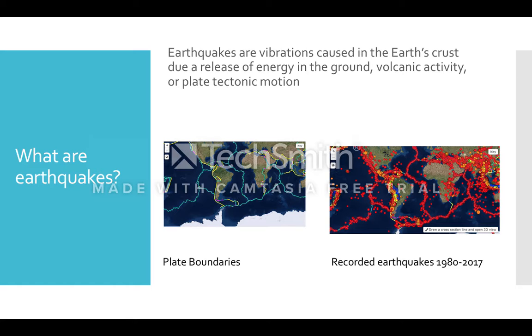Look at the two pictures below. On the left side are plate boundaries outlined on a map of the Earth. And on the right side are recorded earthquakes that have occurred between 1980 and 2017. What do you notice about these two pictures? You might notice that the earthquakes very clearly outline the plate boundaries, and even though not every earthquake occurs along plate boundaries, the majority of them do.